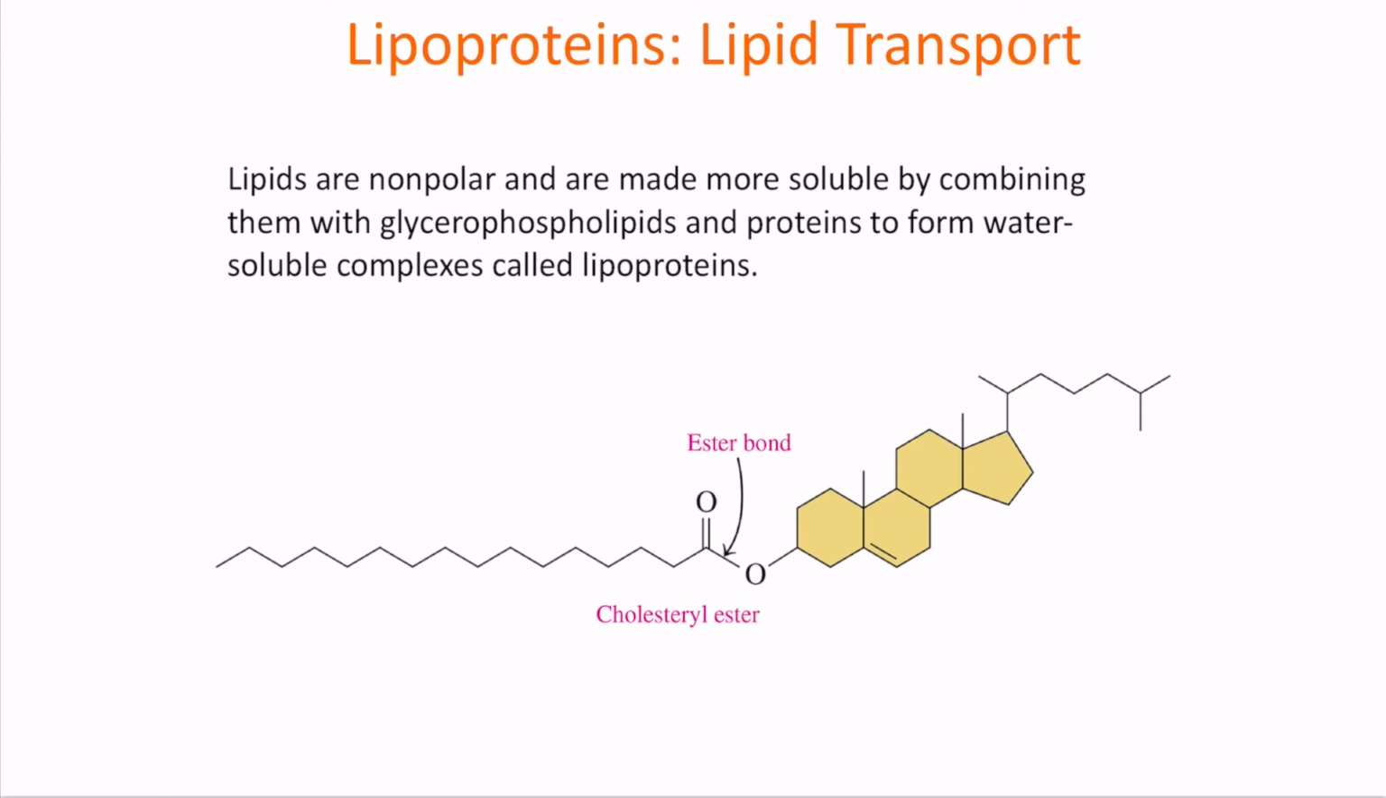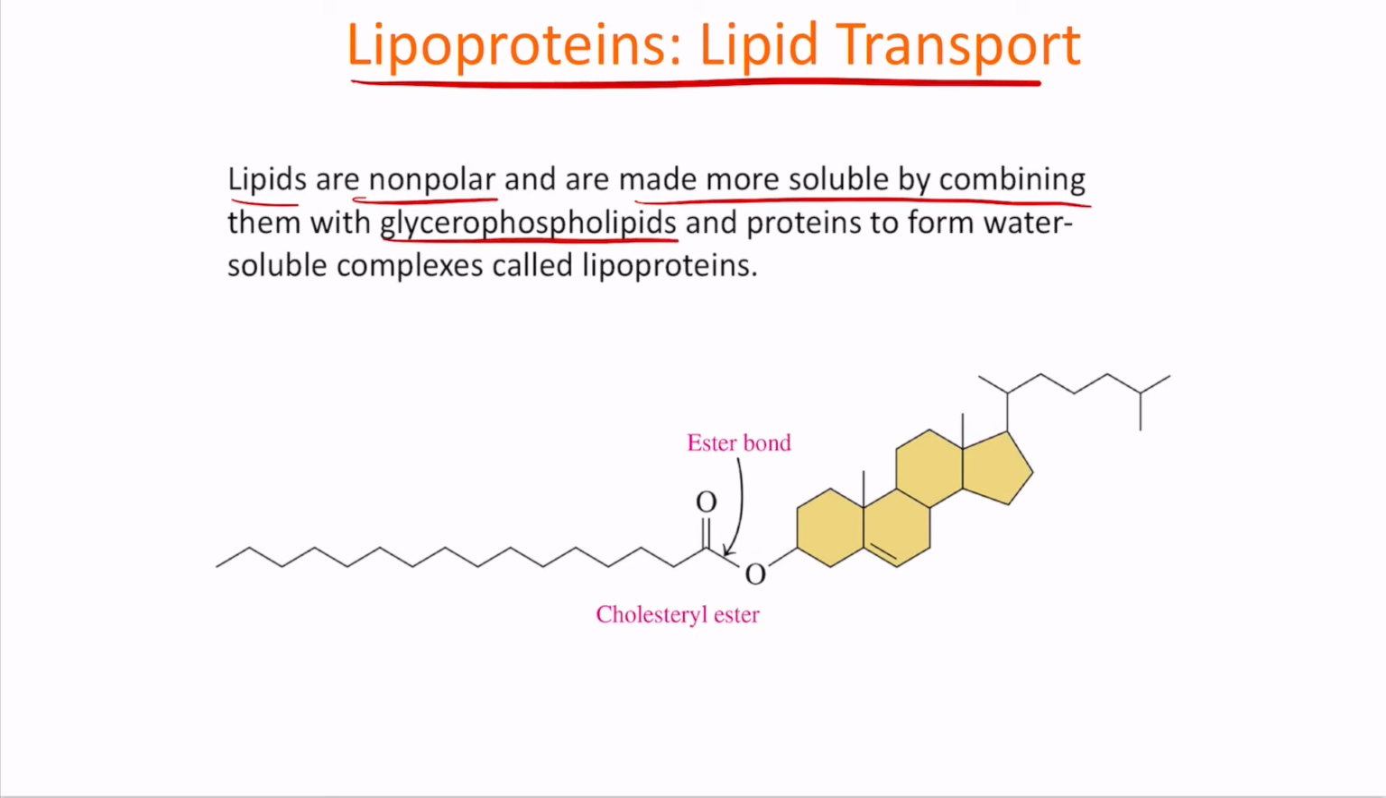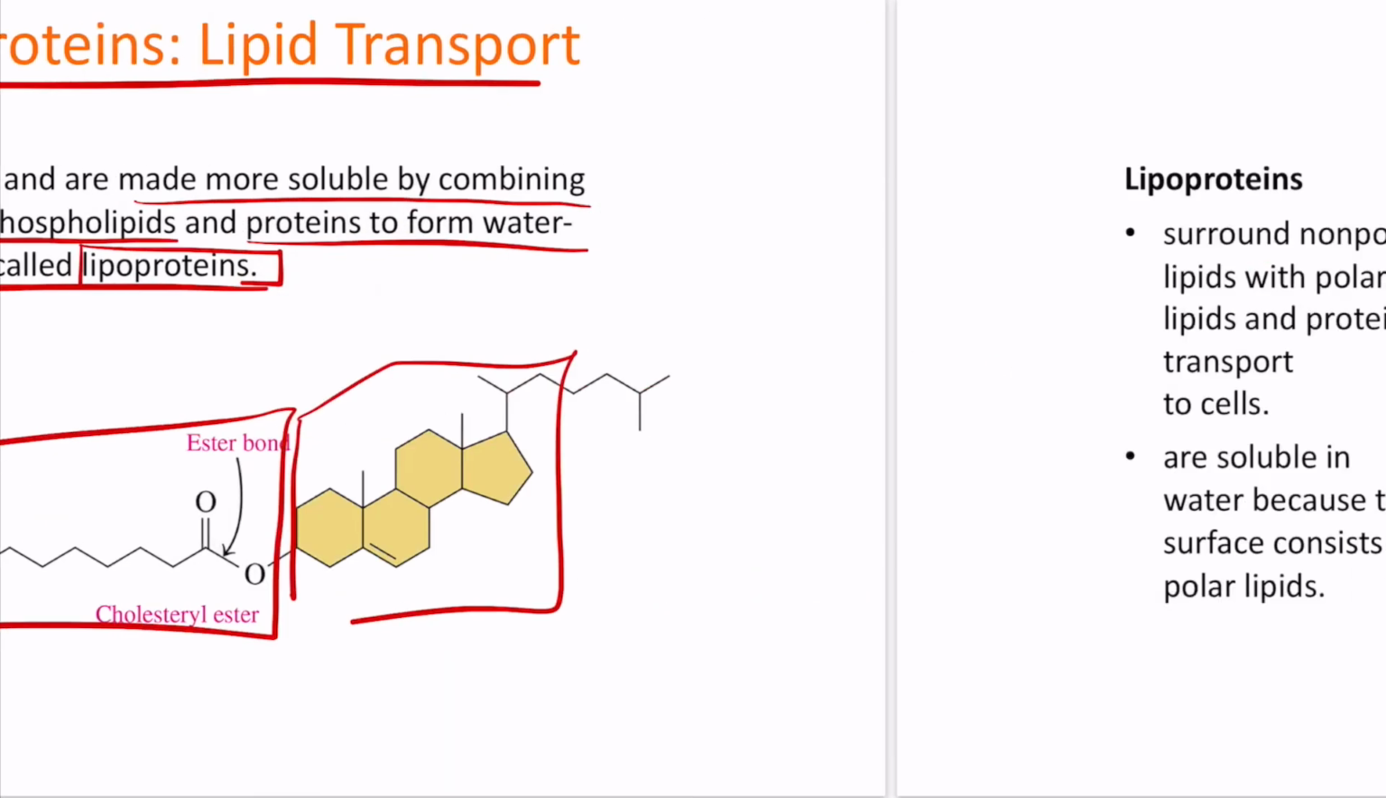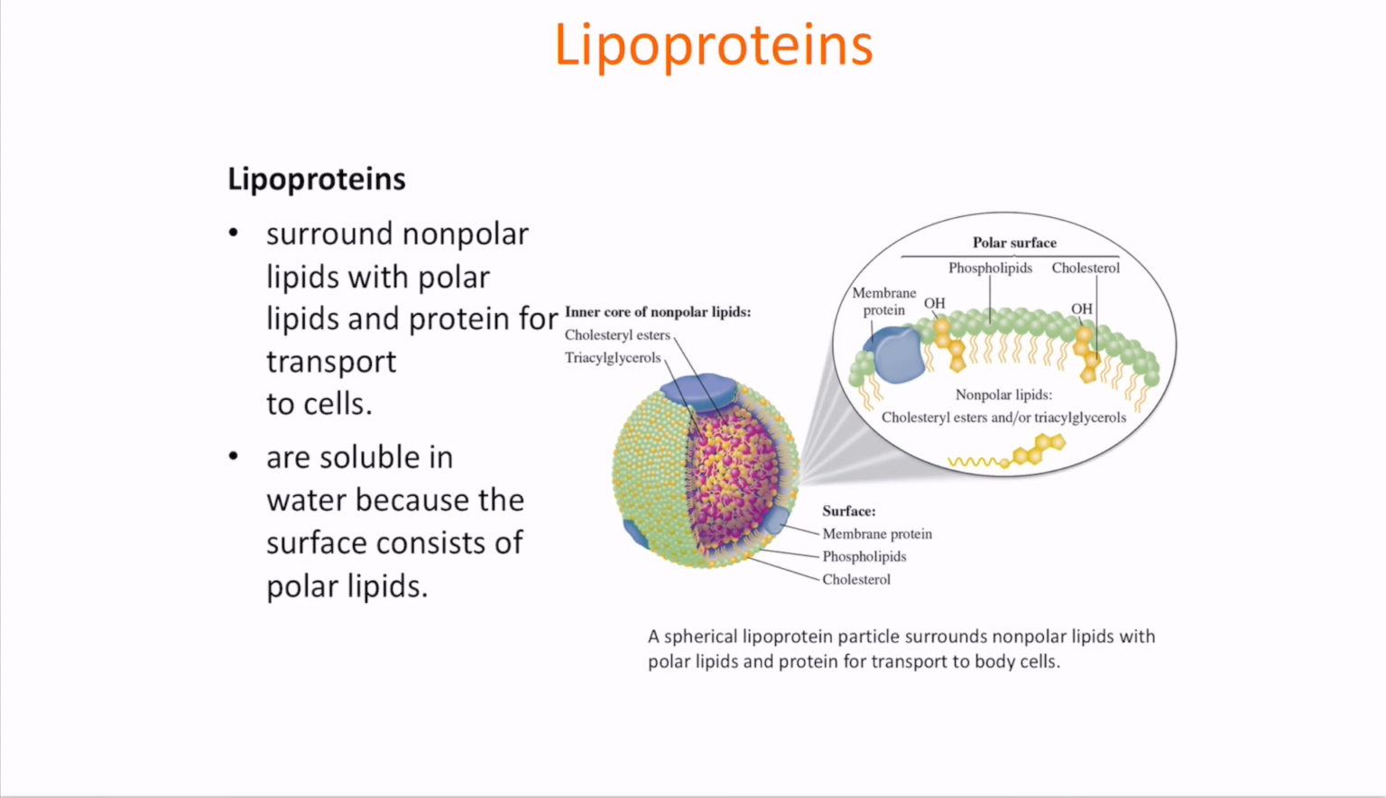Now there are what we call lipoproteins, which are generally used for lipid transport. So lipids in general are non-polar and are made more soluble by combining them with glycerophospholipids and proteins to form water-soluble complexes. This water-soluble complex is called a lipoprotein. So a lipoprotein contains a fatty acid attached to a steroidal structure, which helps in the transfer of proteins from one point to the other.